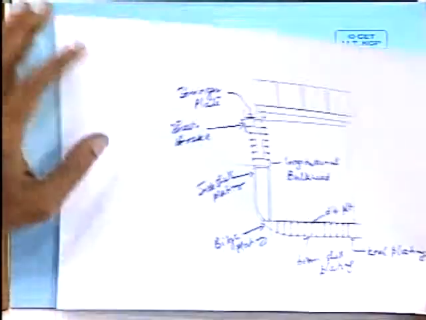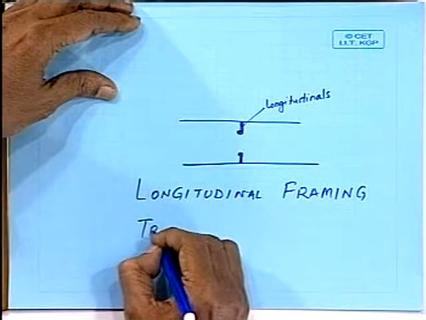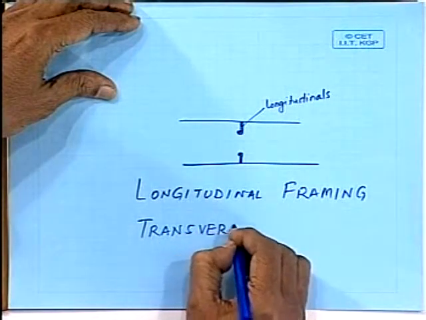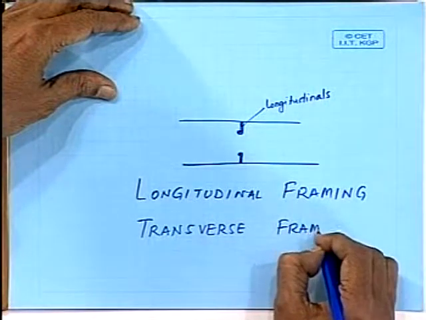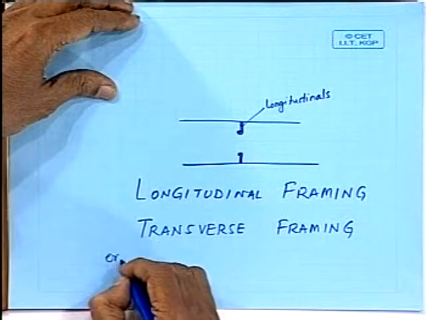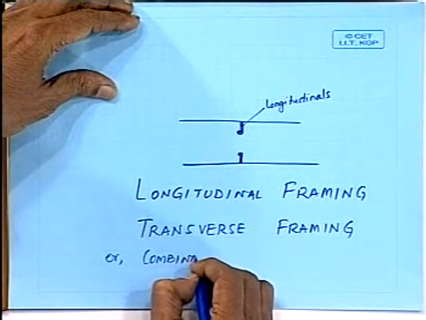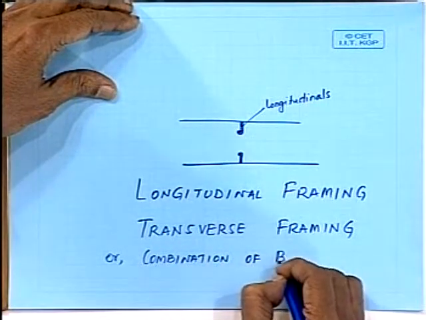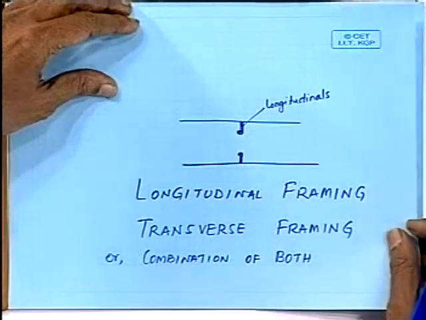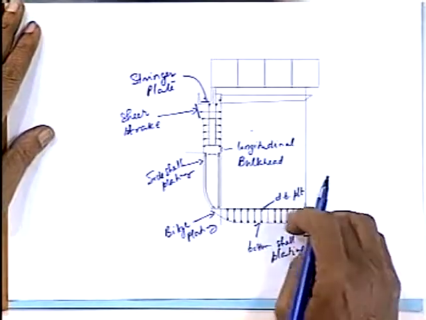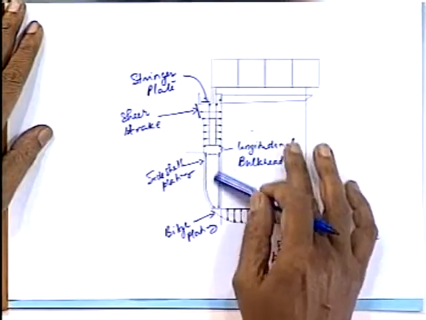So, the hull girder is strengthened by either of the two strengthening techniques, that is longitudinal framing or transverse framing. Or a combination of both. Okay. Now, I have shown here both longitudinal framing in this portion and this portion, and transverse framing here.